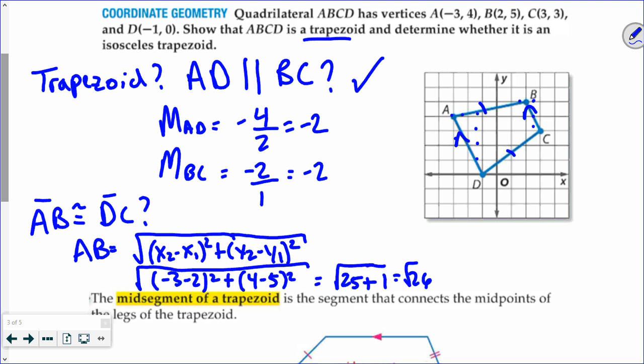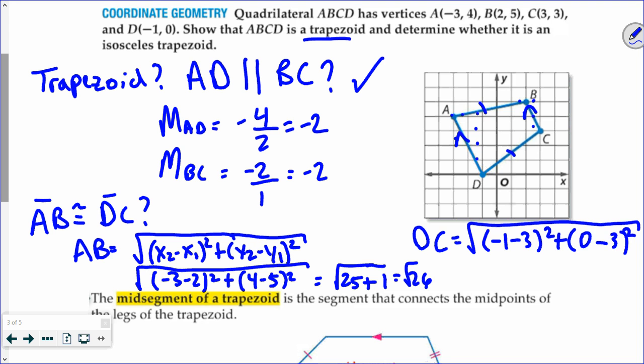We should check to see, is DC congruent? So we use the distance formula again on DC. I'm going to go ahead and plug in, so difference in x values, -1 minus 3 squared plus difference in y values, 0 minus 3 squared. -1 minus 3, that's -4. -4 squared is 16. Plus 0 minus 3, -3. -3 squared is 9. This is the square root of 25. Are these congruent? These are not congruent, so this is not an isosceles trapezoid. It is a trapezoid though.